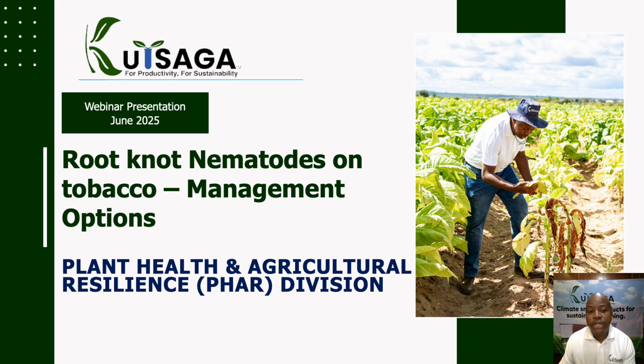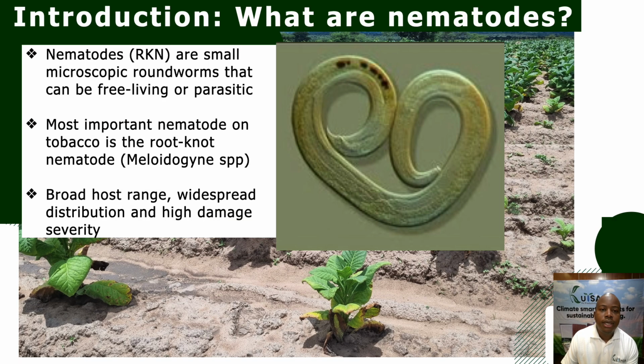Today, we're going to be looking at root knot nematodes and their management in tobacco. So, what are nematodes in general? These are small microscopic roundworms that can be free-living or parasitic. The ones that are relevant to us in tobacco are not visible to the naked eye, and the most important of them is the root knot nematode, Meloidogyne species.